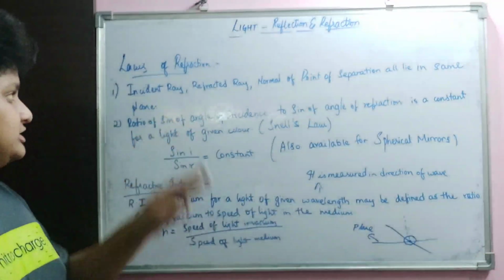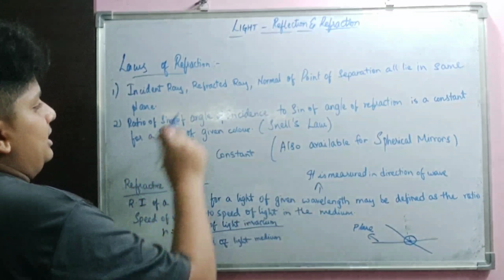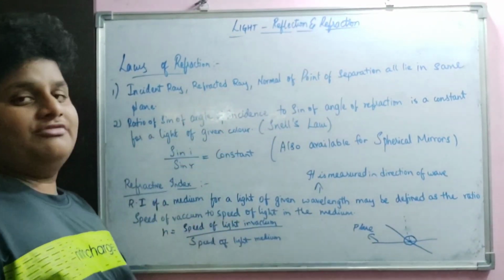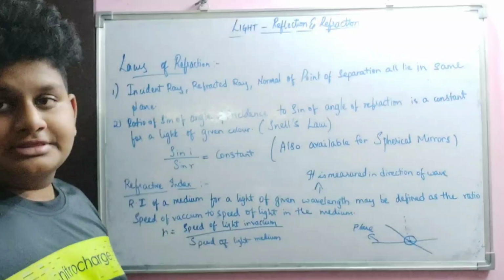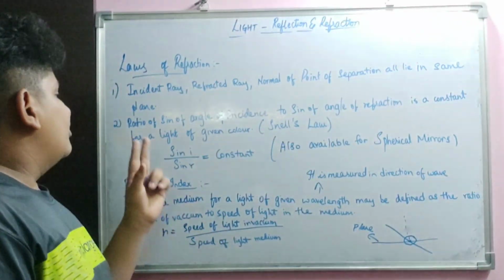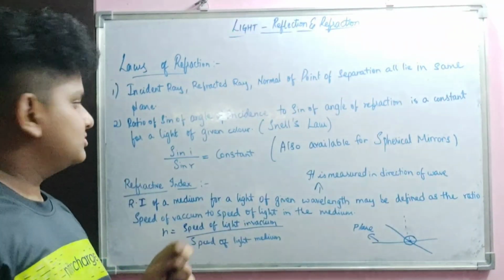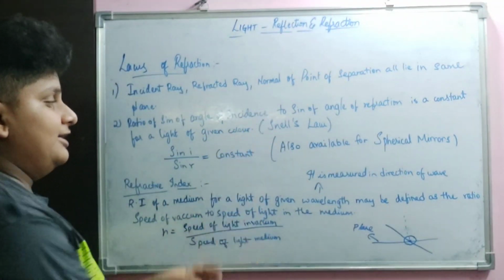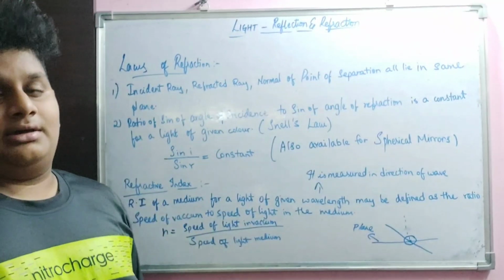This law is applicable also for the law of reflection. In that law of reflection, there will be a reflected ray in place of the refracted ray. Okay, let's see the second law. The ratio of sine of angle of incidence to the sine of angle of refraction is a constant for a light of a given color.